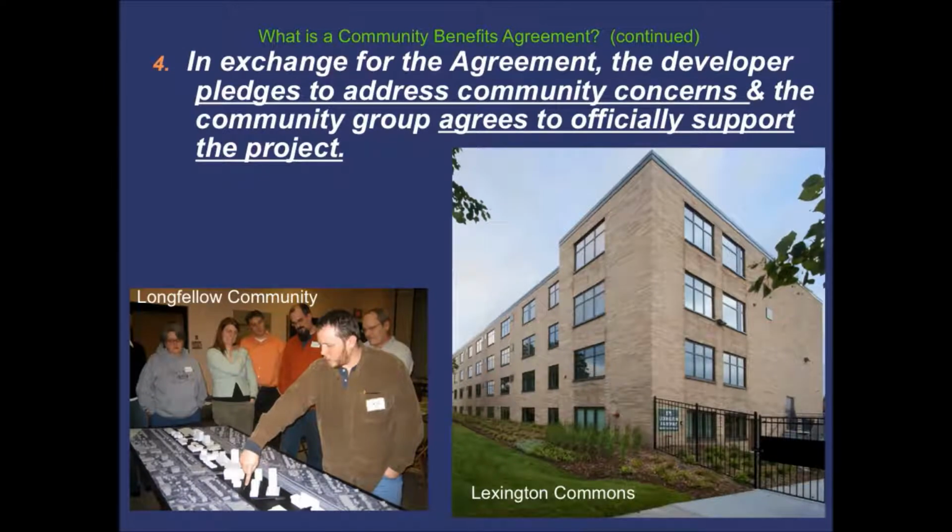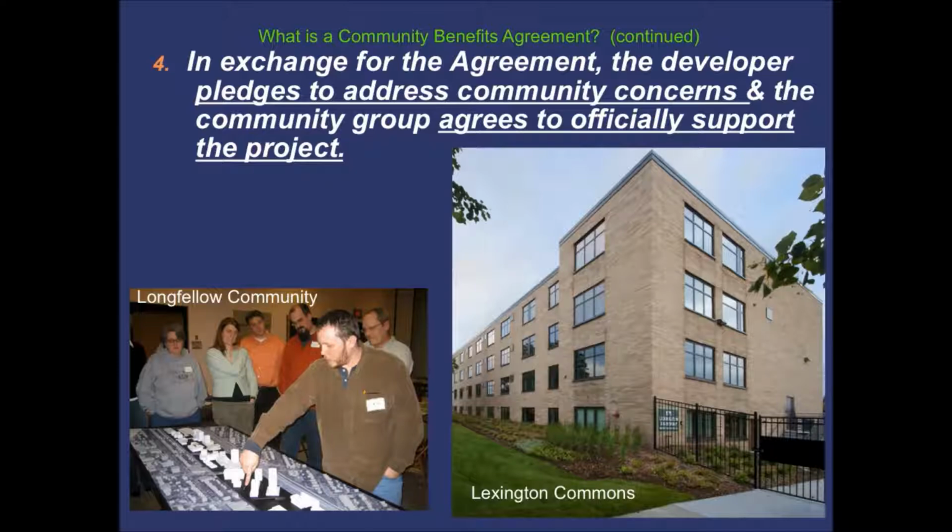And fourth and finally, it's important to understand that in a community benefit agreement, in exchange for that agreement, the developer makes a pledge to address the community concerns that were surfaced in community meetings, identified, and structured into the agreement. So the developer pledges to address those concerns, and in exchange, the community group agrees to officially support the project. In places like Minneapolis and St. Paul, neighborhood associations can have a lot of power over developments. So can the city council member. They have a lot of power to veto a project they don't like.